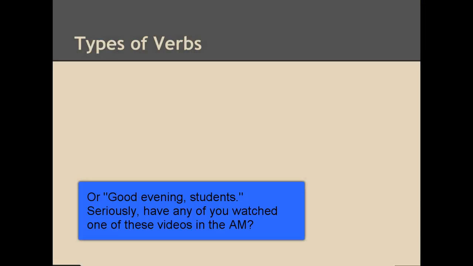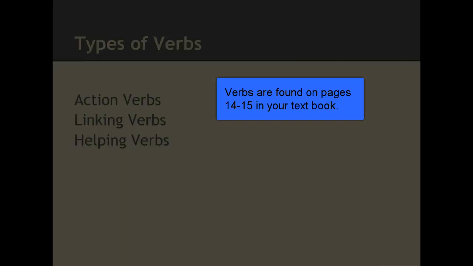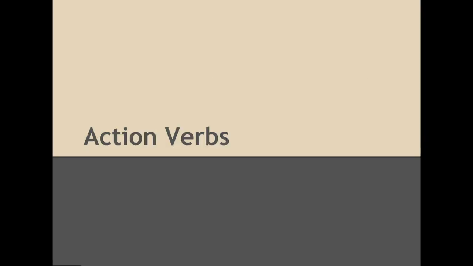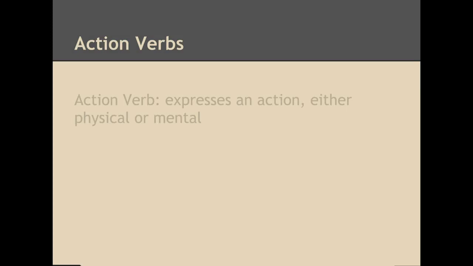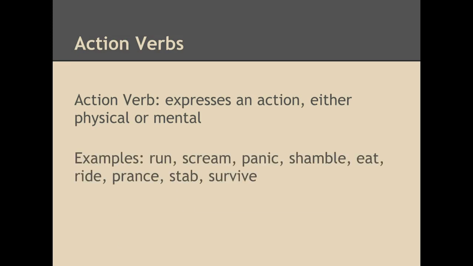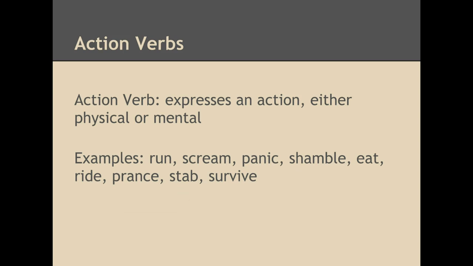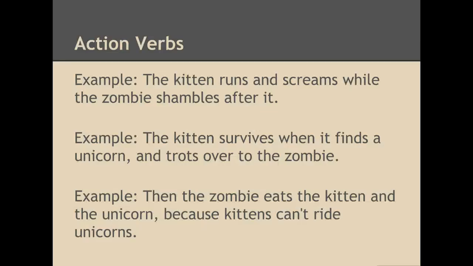We're going to talk about 3 different types of verbs: action verbs, linking verbs, and helping verbs. Action verbs are the most basic. They are things that you do. They express an action, either physical or mental. Common examples of action verbs might include run, scream, panic, shamble, eat, ride, prance, stab, or survive.